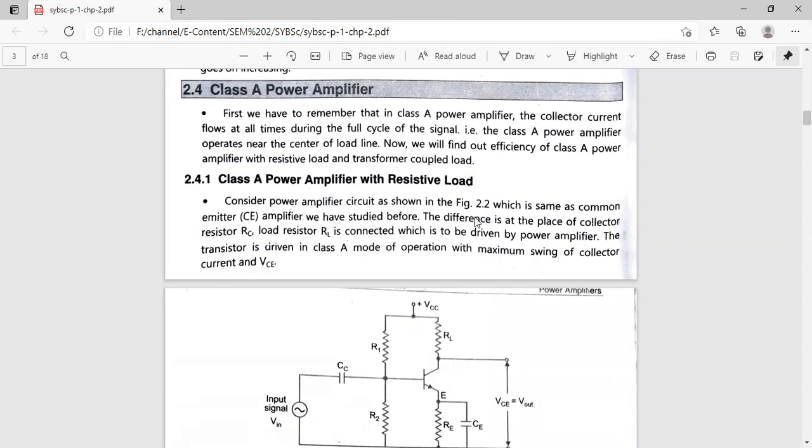Now we will find out the efficiency of class A amplifier with resistive load. We are not going to see the transformer coupled load because it is not listed in our syllabus. So we will start class A power amplifier with resistive load. Here we have to see the class A power amplifier output characteristics, in which we have the DC load line, and on that DC load line, the operating point is in the middle of the load line. What is power amplifier? What is power?